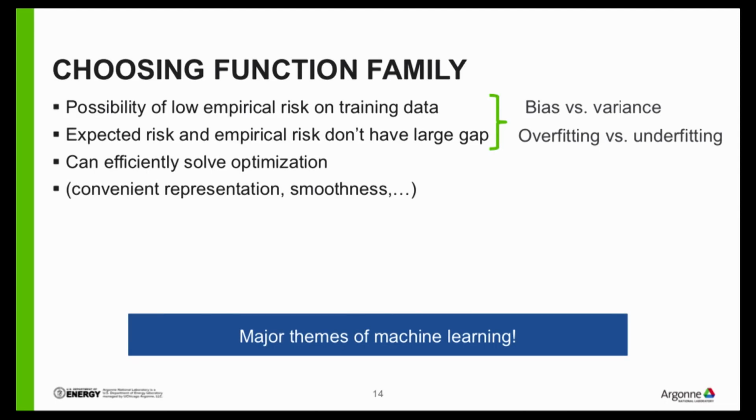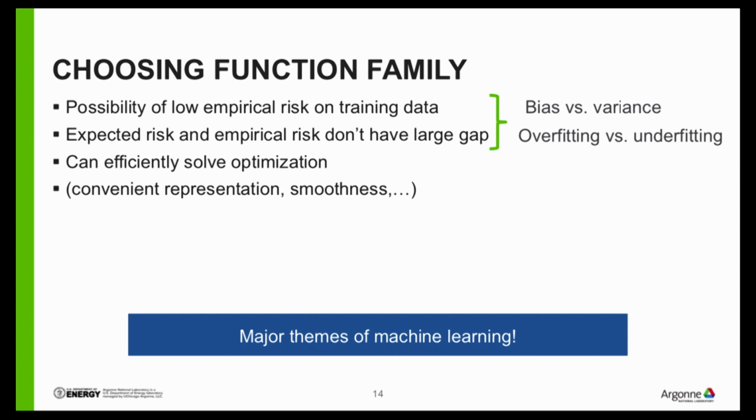Okay, so some big themes in machine learning. One is overfitting versus underfitting, which I'll go into a little bit more. But on the one hand, you want to pick a family of functions where it's possible to get a low error on your training data. And on the other hand, you also don't want a big gap between that theoretical expected risk and your empirical risk on your actual data. So this idea of really we want to be able to generalize.